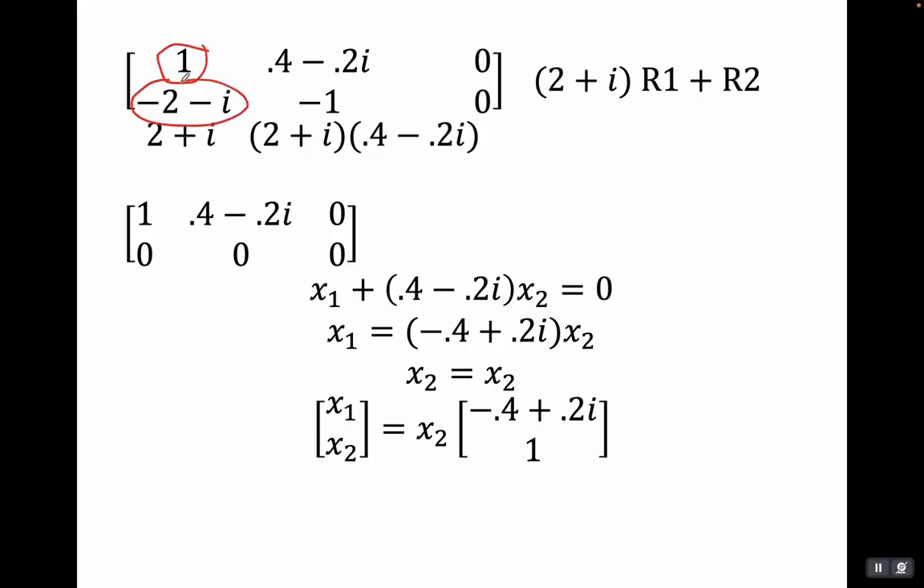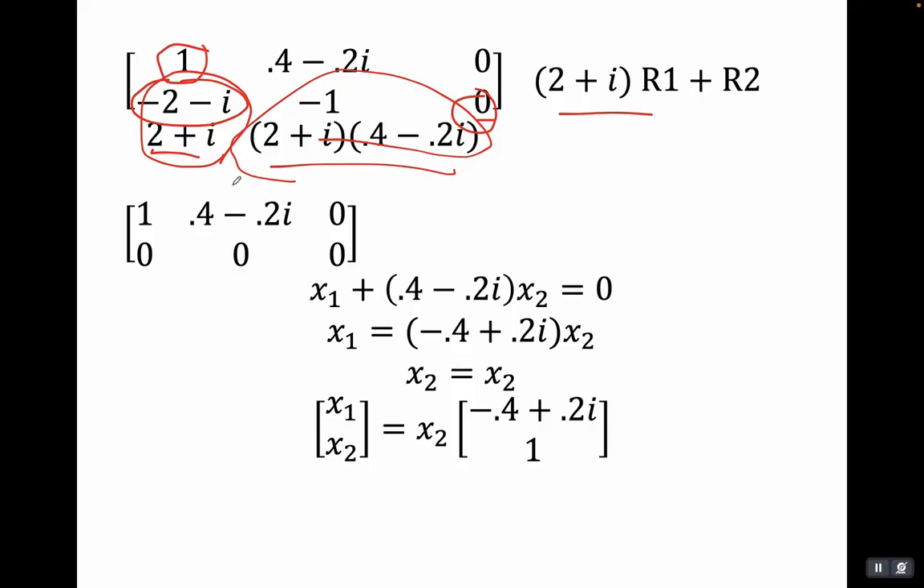Let's multiply the 1 by 2 plus i. Really, we're going to add 2 plus i times the whole row to row 2. 2 plus i times 1 is just 2 plus i. Then we've got 2 plus i times 0.4 minus 0.2i. Then we've got 2 plus i times 0, which is just plain 0. Add these, and we get 0. When we add these two, we actually get 0 as well. And of course, 0 plus 0 is 0.